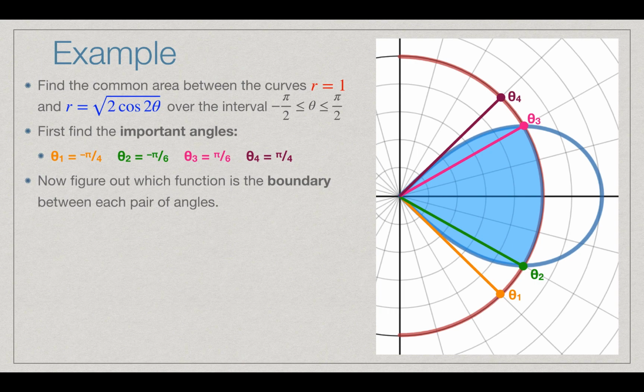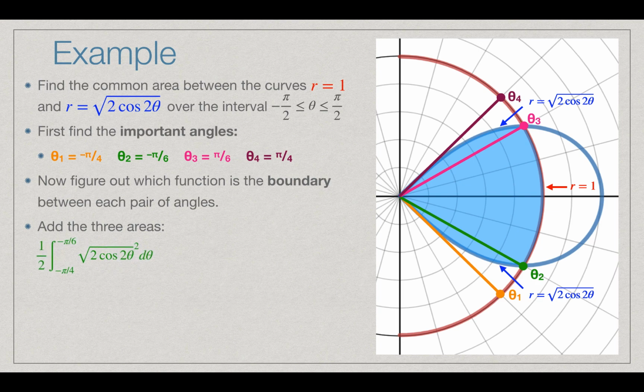All right, so to figure out which of those is the boundary, I kind of need to look at the graph, and luckily I've colored in the functions in different colors. So my blue function, my root 2 cosine 2 theta, is my boundary function from theta 1 to theta 2. The red function, which is r equals 1, is the boundary from theta 2 to theta 3, and then from theta 3 to theta 4, the blue function takes over again, and that was root 2 cosine 2 theta. So now I'm ready to set up my 3 integrals.